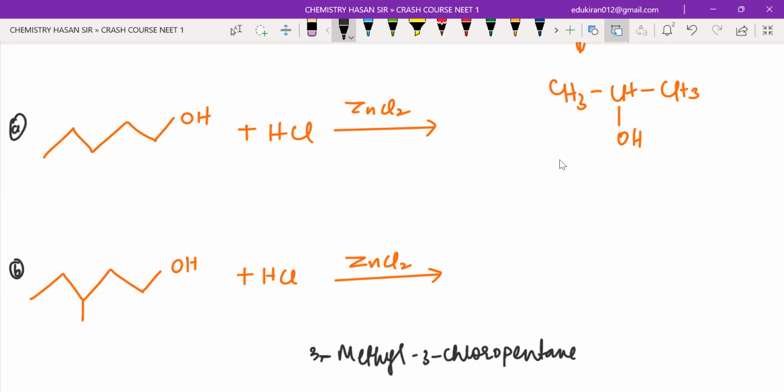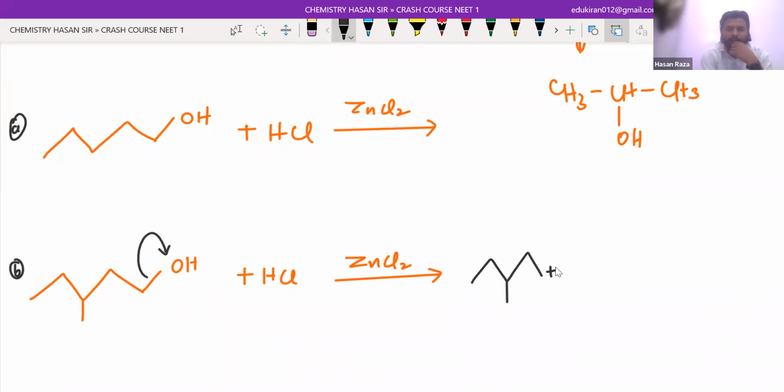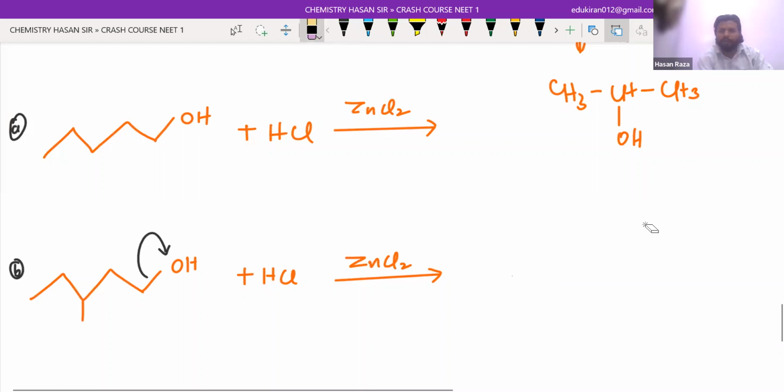The B1. Okay, I'm going to explain. You will see, you will just match it. First of all, what you are going to do, just remove this OH. OH will be removed like this. So what will happen here? You can see there will be formation of carbocation. Okay, wait a minute. I'm going to explain the first one. It will be easier to understand the second one with the help of the first one.